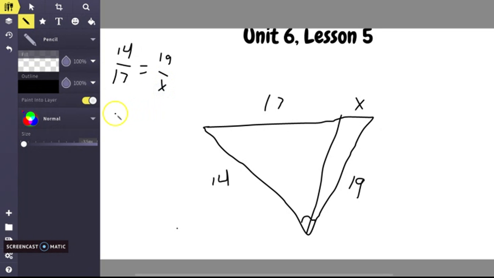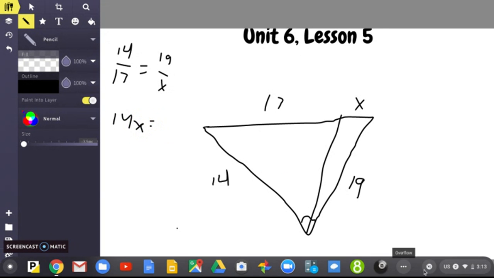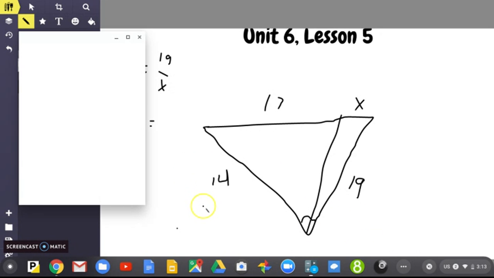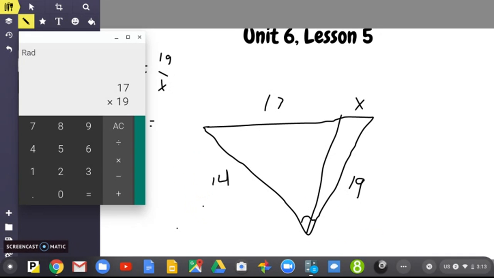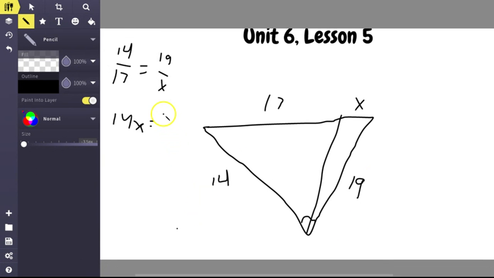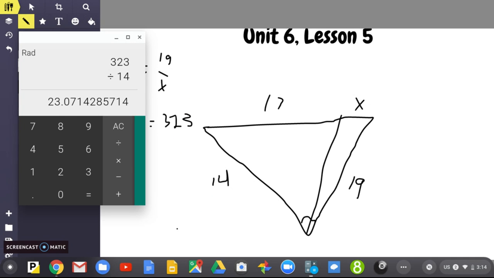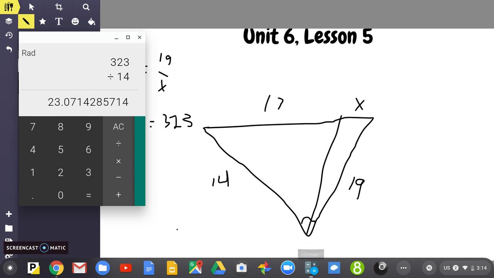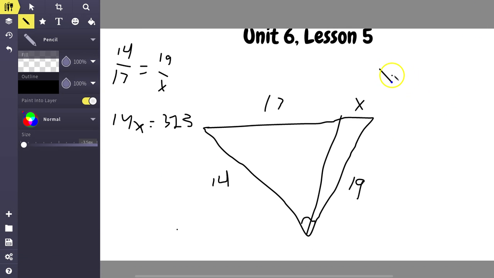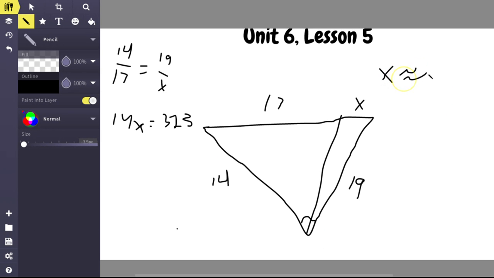Then we get 14x equals, that's a messy x. Let's go to the calculator because I don't know that off the top of my head. 323. Let's see if 14 goes out nicely. I don't think so. So it's approximately 23.1. So let's just say x is approximately 23.1. So that's how you would solve that.